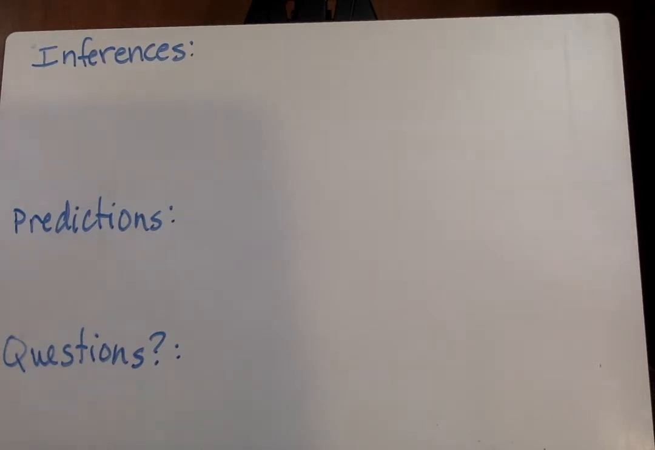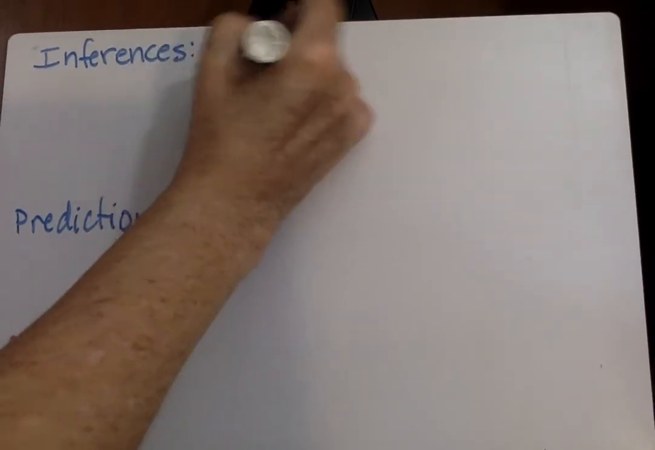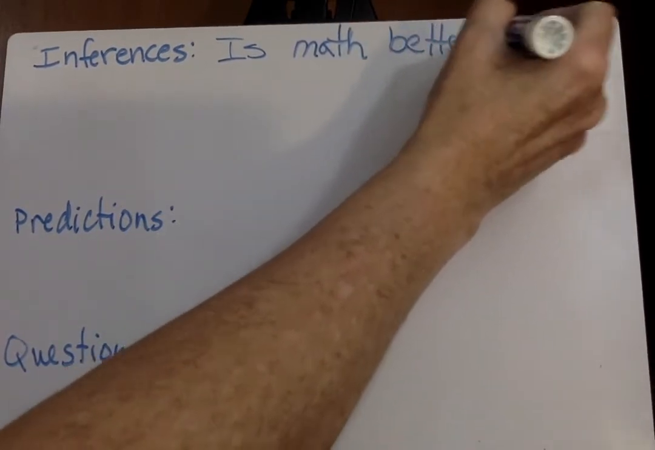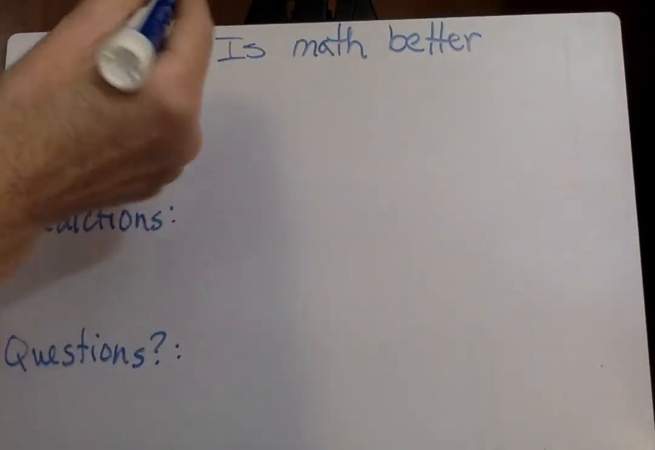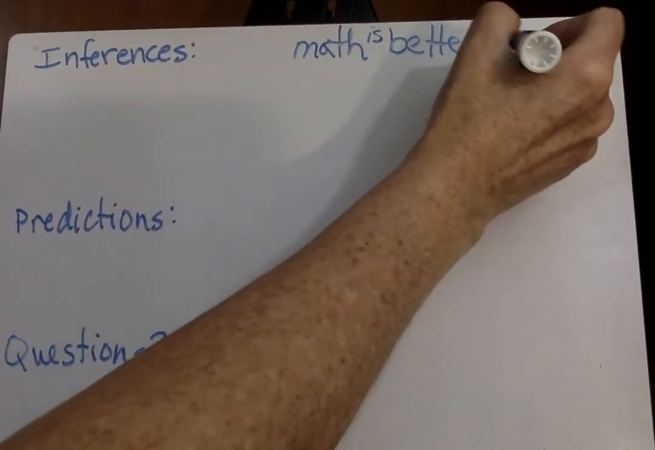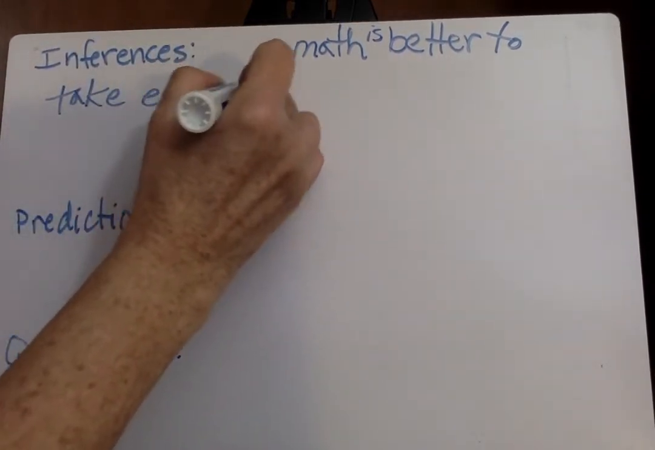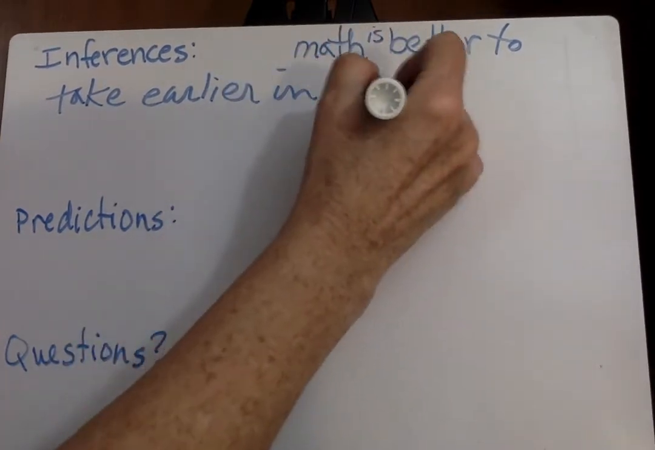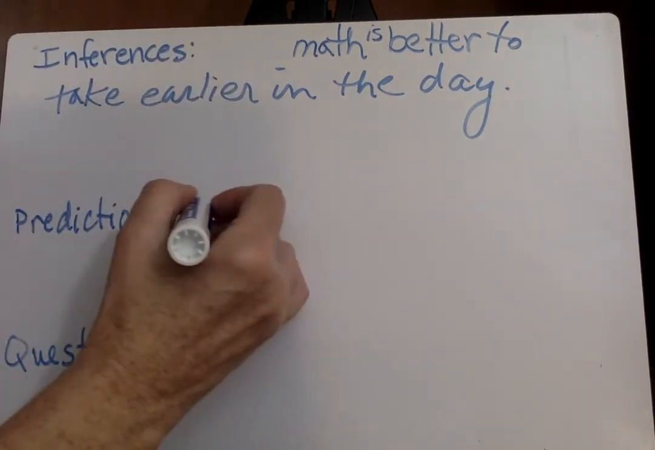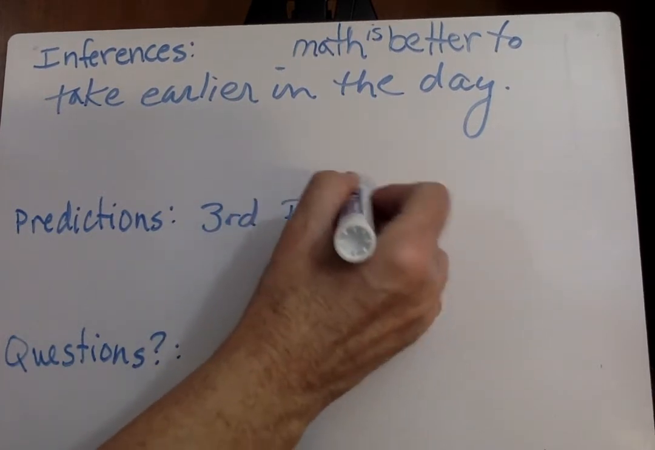So you can write any of those for the inferences. Say, is math better? Or if it's an inference, you can say math is better to take earlier in the day. According to the data, that's kind of true. Okay, predictions. Maybe third period students will do better on tests.